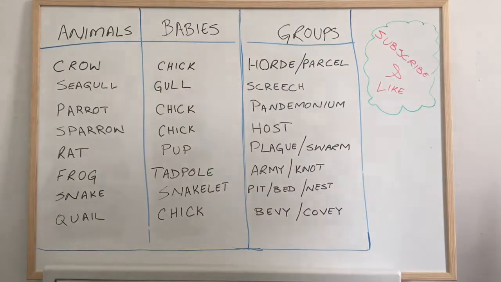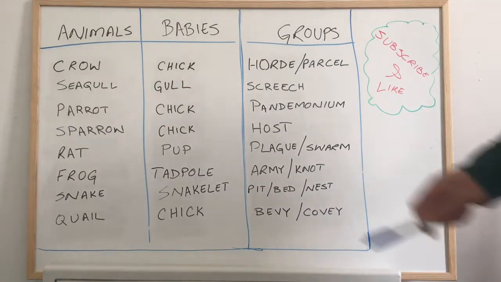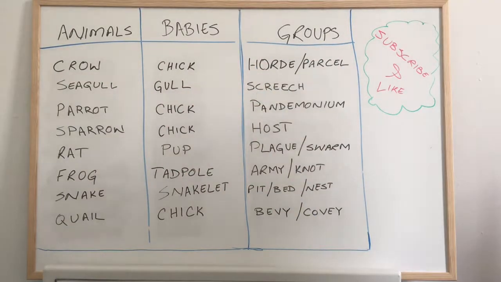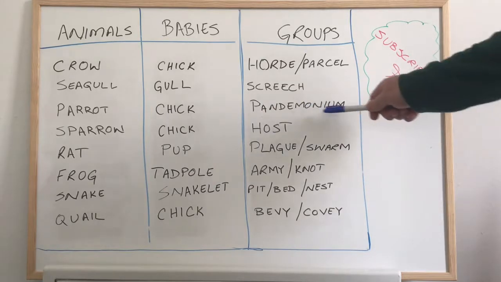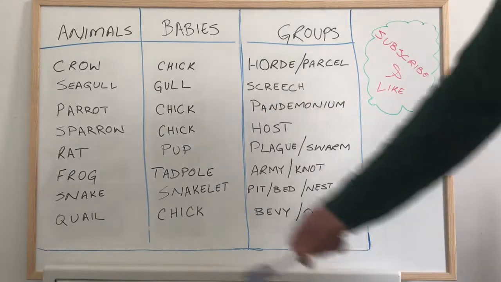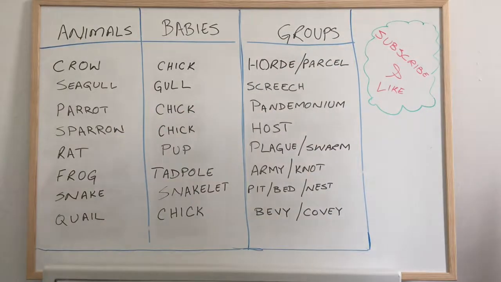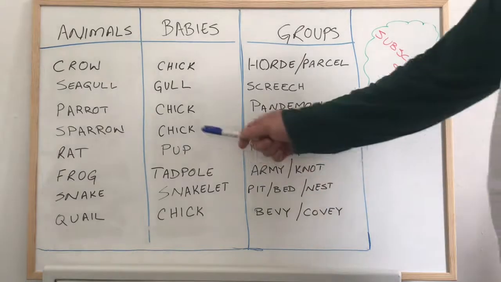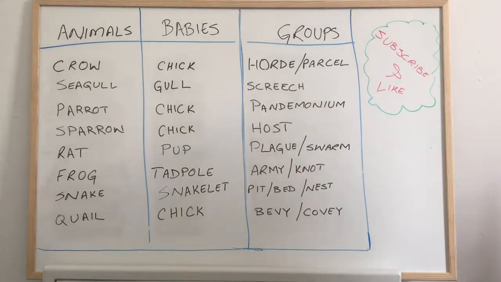Parrot. A baby parrot is called chick, and a group of parrots is called pandemonium. Sparrow. A baby sparrow is called chick, and a group of sparrows is called host.